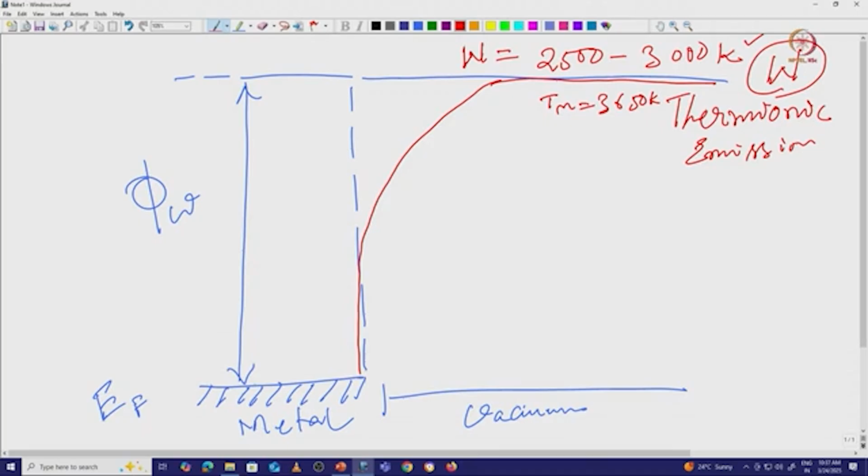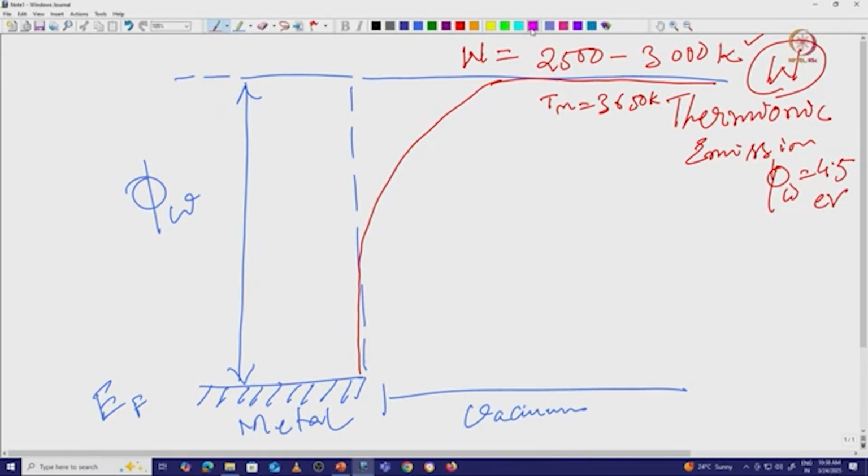If we consider the work function, what will be that value? It will be almost 4.5 eV.